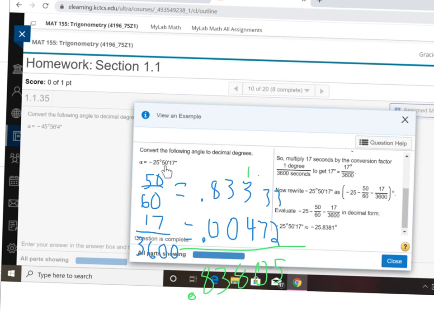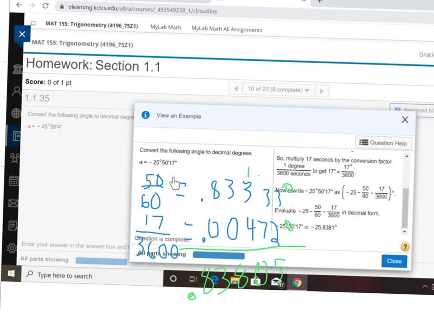So to convert 50 minutes to degrees, or like on a clock, if you want to convert 50 minutes to an hour, you would divide it by 60. So 50 minutes is 0.83333 repeating degrees. If I put the degree symbol on here, it'll be that little circle on both of these.